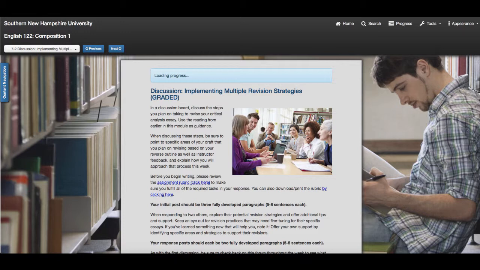And then when you're discussing these steps, make sure that you point to specific areas in your draft. Something direct, not a vague or cursory comment that just says, oh, I had to fix my paragraph structure. Tell us specifically what happened. Were you having trouble with linking the supporting evidence to your own theories or what? That kind of thing. So let's look at a rubric here.